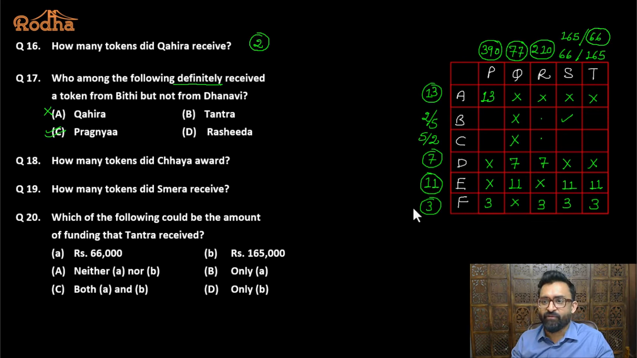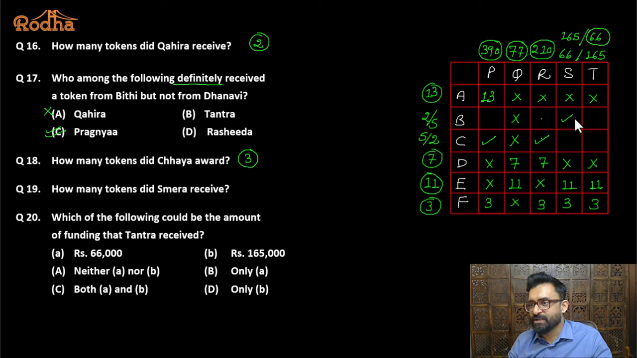How many tokens did Chaya award? Chaya awarded a token to P, yes, to R, yes, 2 or 5, whatever she's awarding. And one of these two, because if she's awarding 2 and she's getting 66, she'll award one of the tokens of 2 and 5 to either S or T, depending upon the amount they are getting. If they are getting 66 and she's distributing 2, she'll give 2 to S. And if she's distributing 5 and S is getting 165, she'll give 1 token to S. So in any case, C is going to distribute how many tokens? 3.